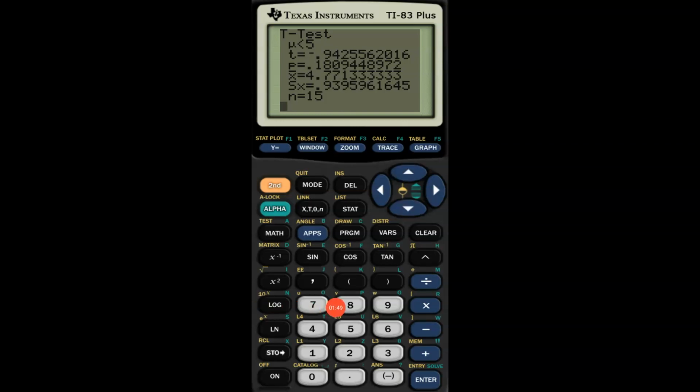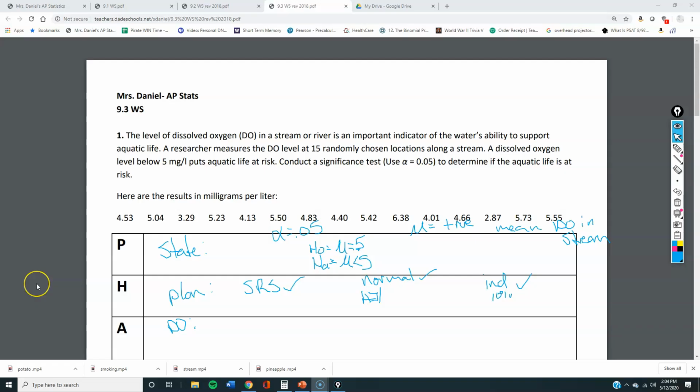All right, sorry that one wasn't great. And I'm back, I made it. We are okay. So I got T was negative 0.9426, and a p-value of 0.181, right?